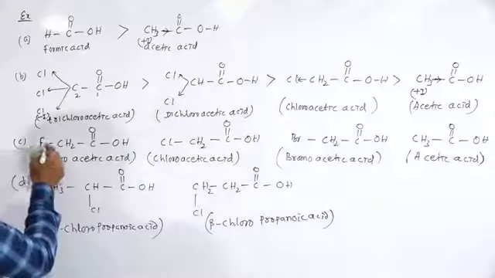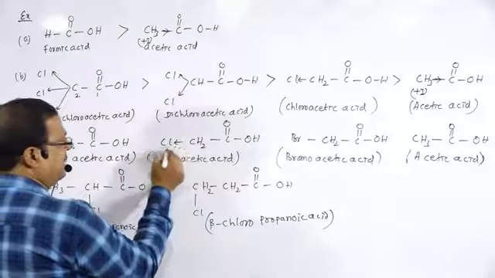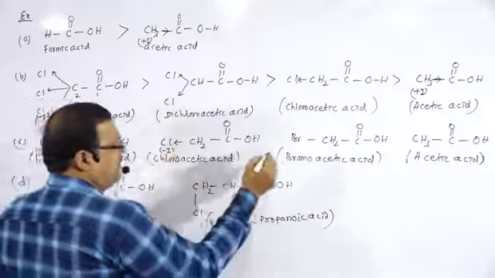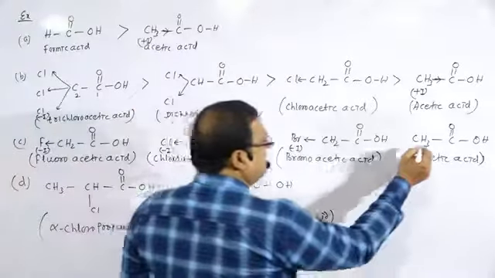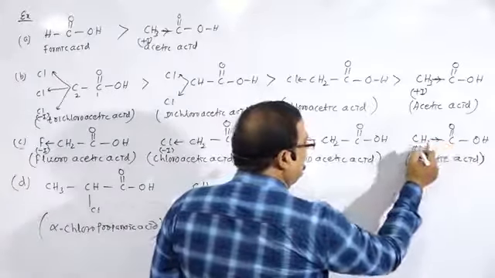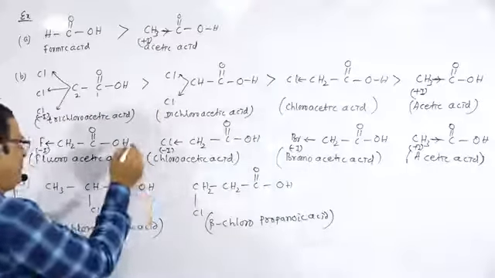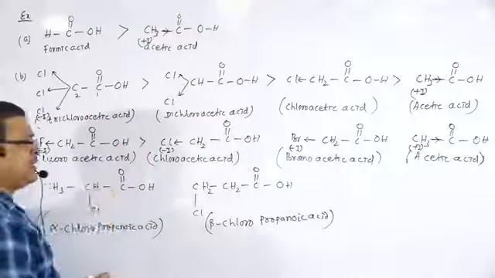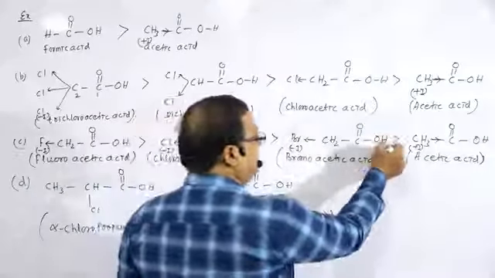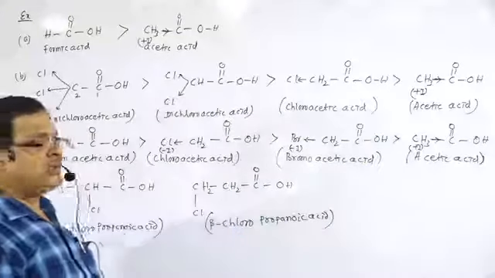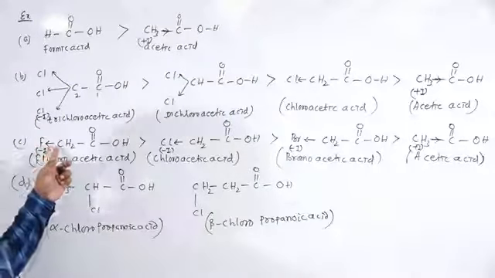So fluorine is the more electronegative element, that is a minus I group. Chlorine is also a minus I group. Bromine is also a minus I group, but its electronegativity is less. And in this case CH3 is a plus I group, having less acidic behavior. So the trend will be fluoroacetic acid greater than chloroacetic acid greater than bromoacetic acid greater than acetic acid.